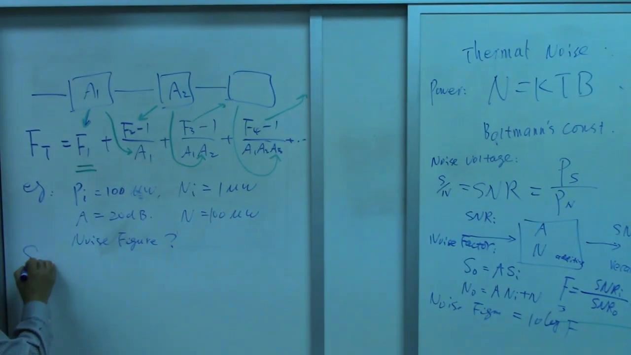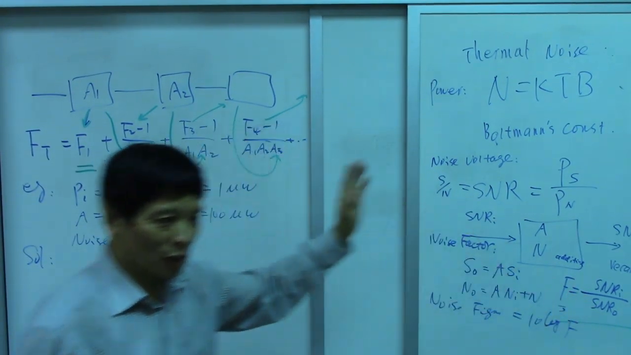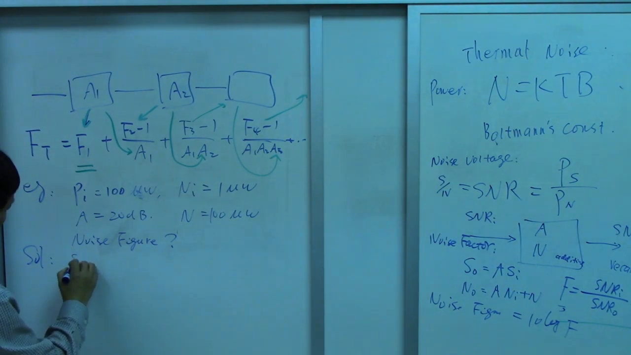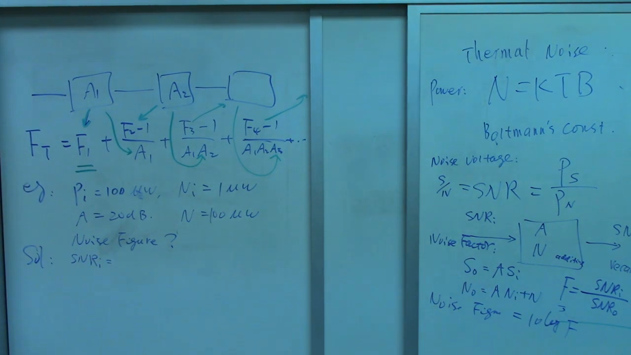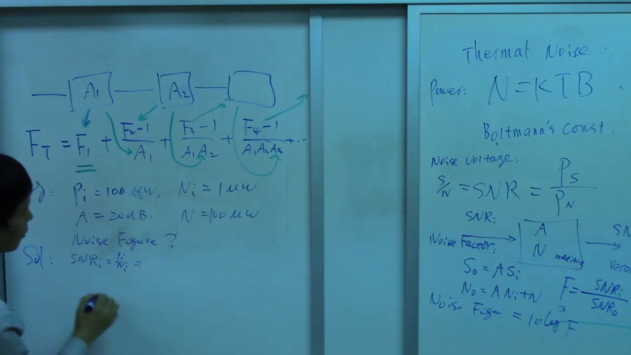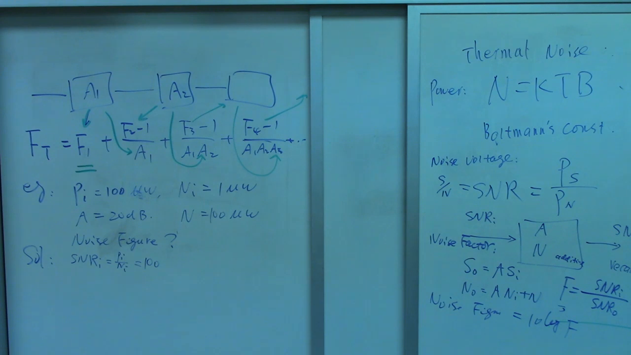Alright, now the solution. Everything is given here, so you can use this formula, but as I said, you don't use this. Instead, we calculate the signal to noise ratio of the input. It equals the input power divided by the input noise. So that equals Pi over Ni, which equals 100 divided by 1, so equals 100. Keep in mind here we all use absolute numbers, not the dB value. Right? So that equals 100.